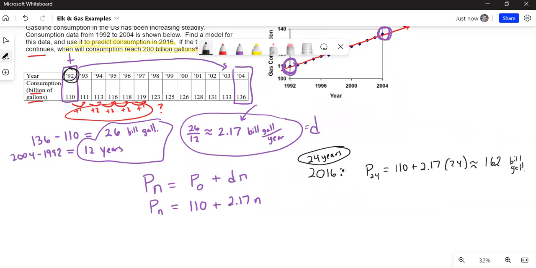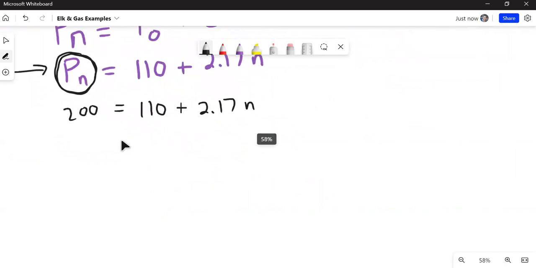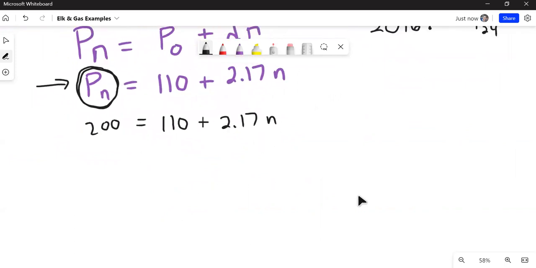The second question is, when will this consumption reach 200 billion gallons? That's a question of when the total will reach that amount. So we can create this algebraic equation. We take 110 plus 2.17n, set it equal to 200, and solve this. So let's take a look at these steps. These are linear algebra steps. You might be familiar with these.